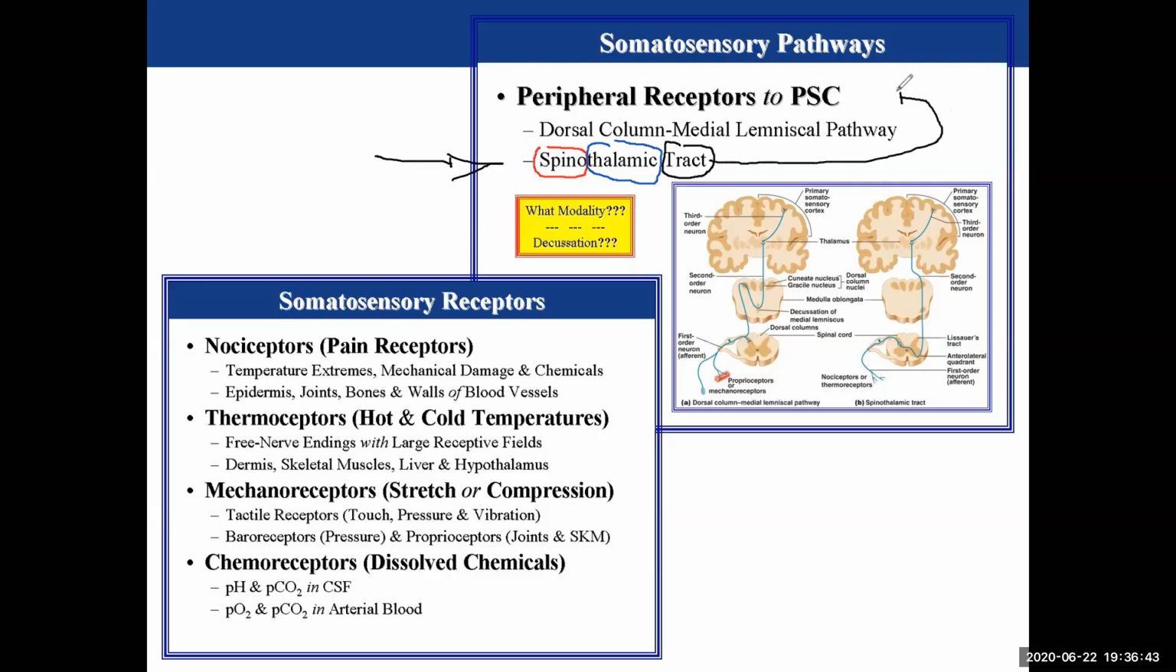And this pathway goes to the primary somatosensory cortex, the postcentral gyrus, right here. This is where conscious awareness of a sensation begins. This is where perception starts. That's a very important word, perception. If information fails to get there, there's no perception.